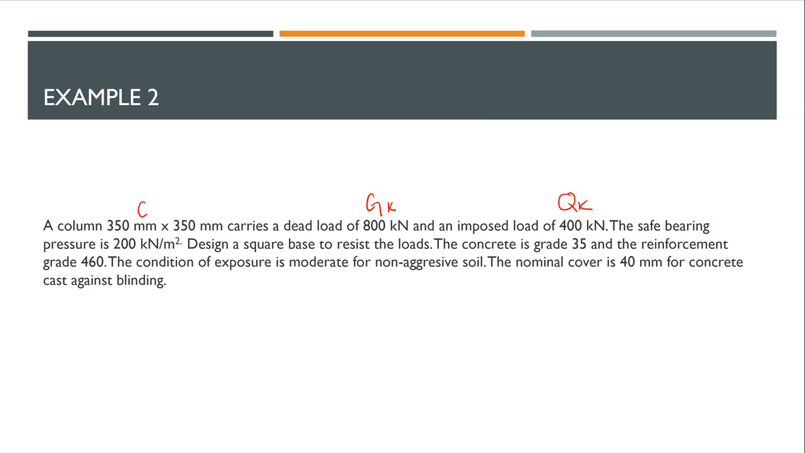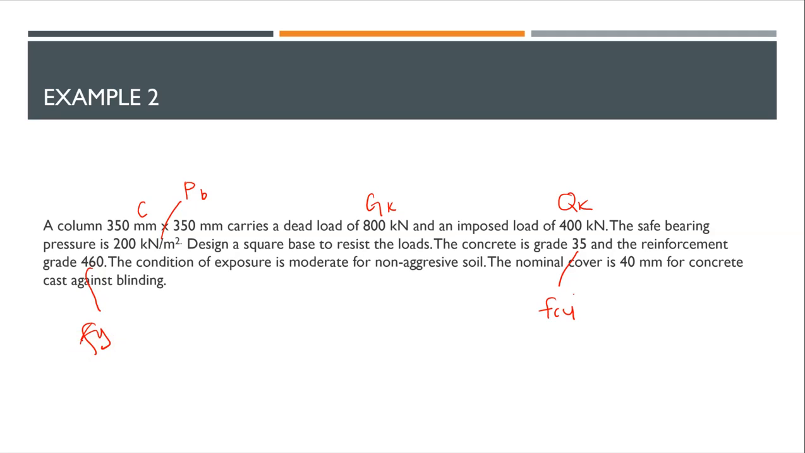An imposed load of 400 kilonewton, QK. The safe bearing pressure is 200. So this is PB. Design a square base, so square base minta to resist the loads. The concrete grade is 35. So this is FCU. And reinforcement grade is 460, FY.